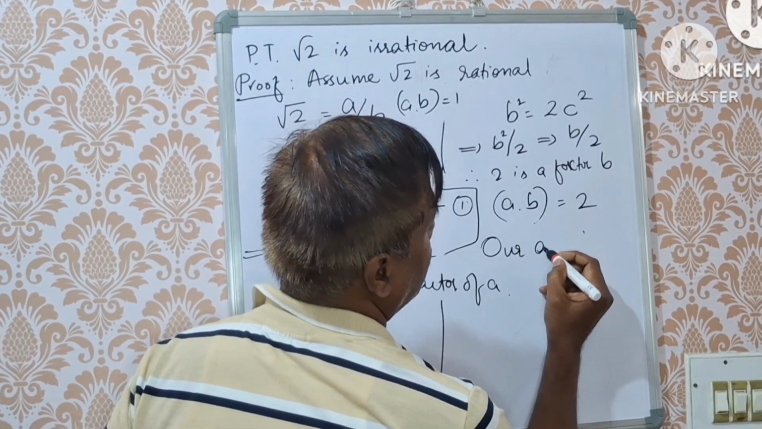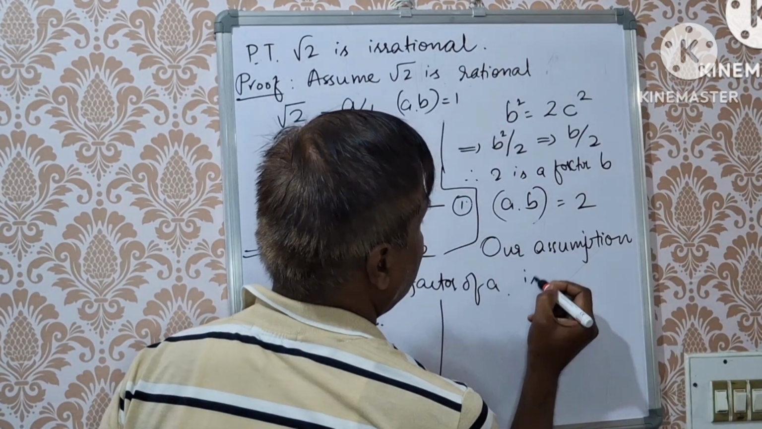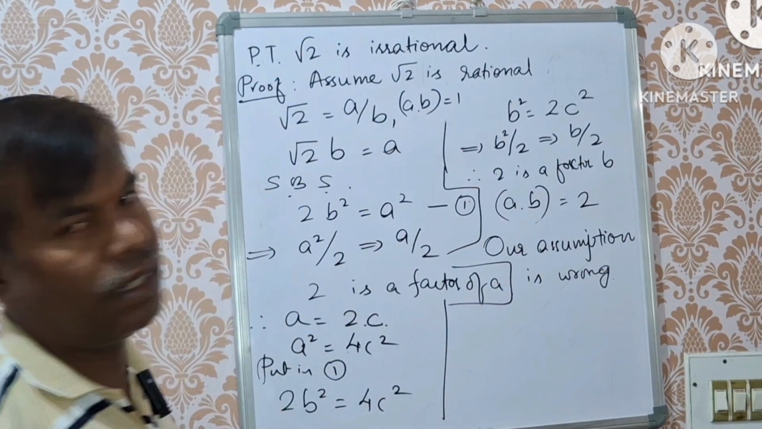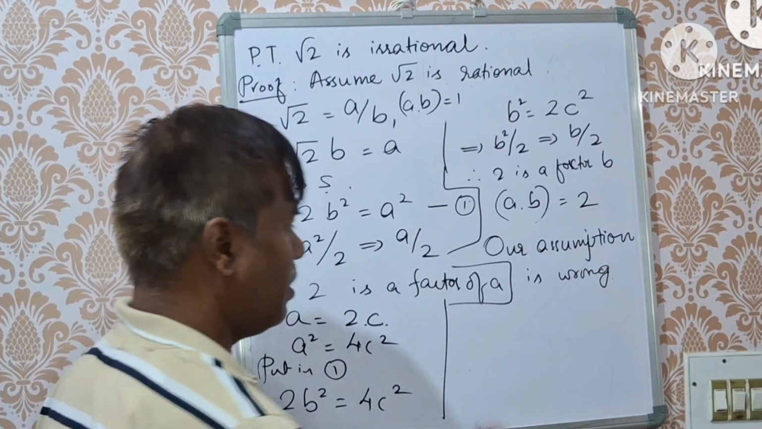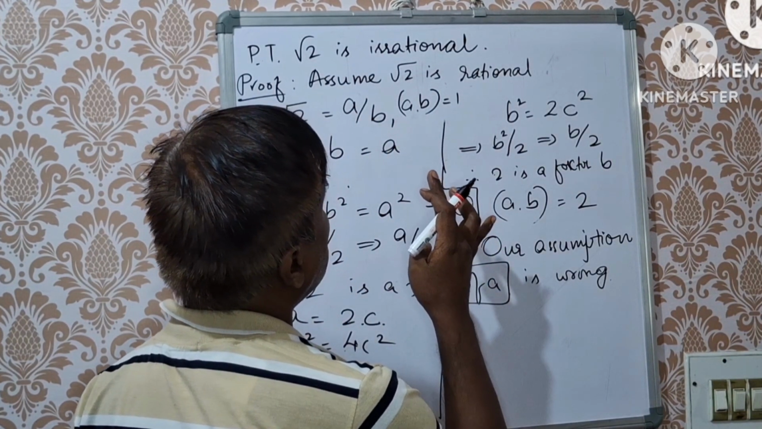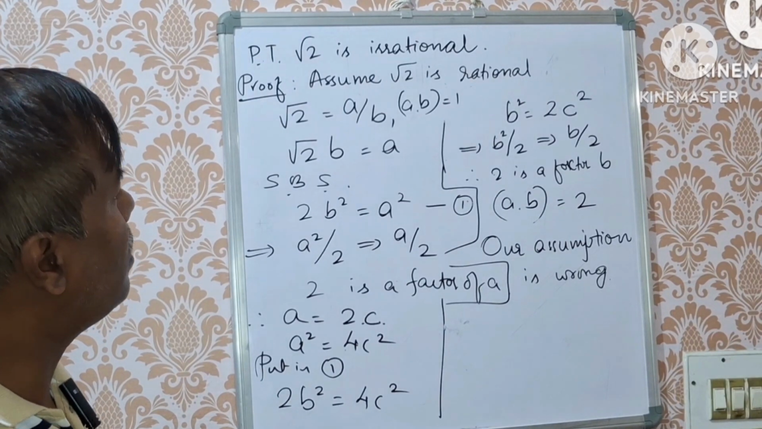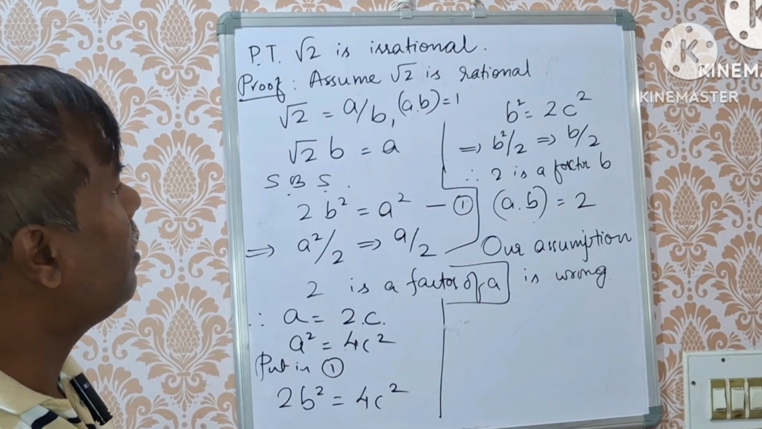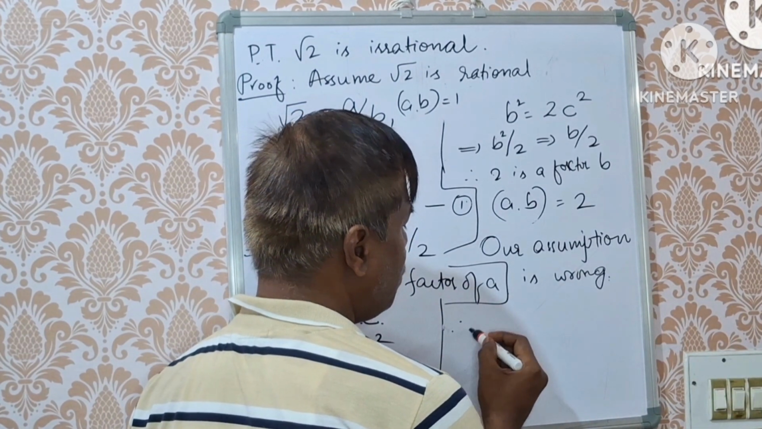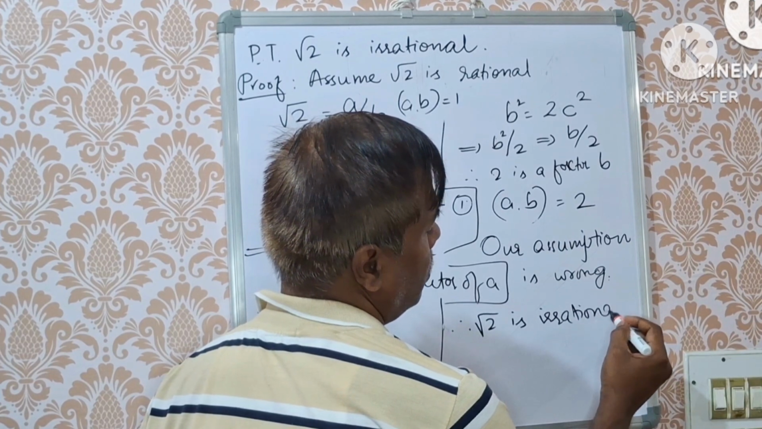What is our assumption? Our assumption is that root 2 is rational. Our assumption is wrong. Therefore, root 2 is an irrational number.